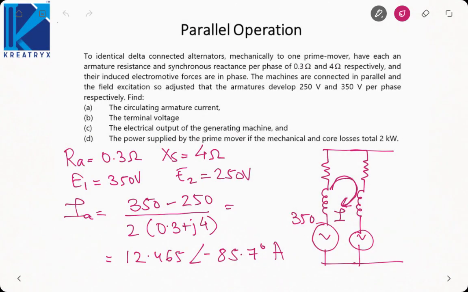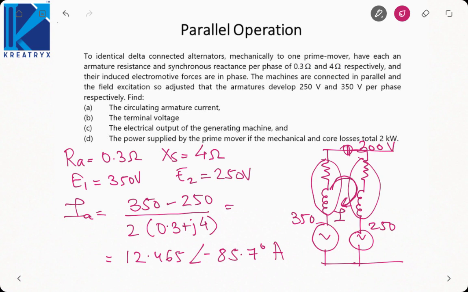Let me tell you a short trick here. This is 350, this is 250. This is basically the midpoint of the circuit. These two elements are also identical. So this voltage will be the average of the two, that is 300 volt. Okay, directly also you can write.